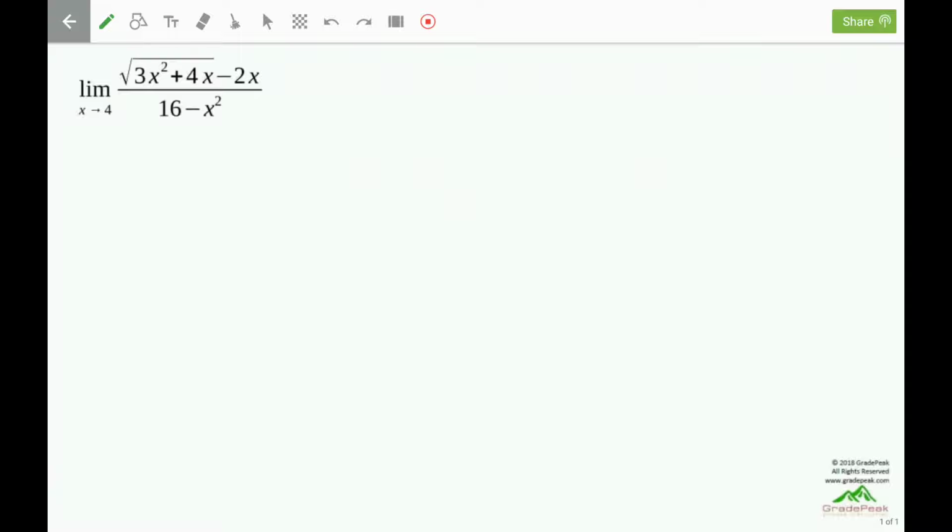The limit as x goes to 4 of the square root of 3x squared plus 4x, minus 2x, over 16 minus x squared. First thing we're going to do is plug a 4 in for each of the x values. That will give us the square root of 3 times 4 squared plus 4 times 4, and then minus 2 times 4 over 16 minus 4 squared.